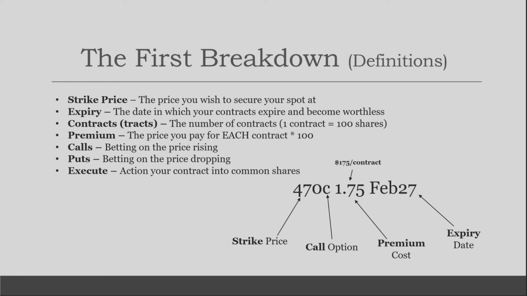But again, it is important to note down that you need to multiply this number by 100 in order to calculate how much you will be paying out of your own pocket. You are not paying $1.75. You are paying $175 per contract. And finally, February 27th is the expiry date. At the end of that trading day is when your contract becomes worthless. Let's go to the next breakdown.